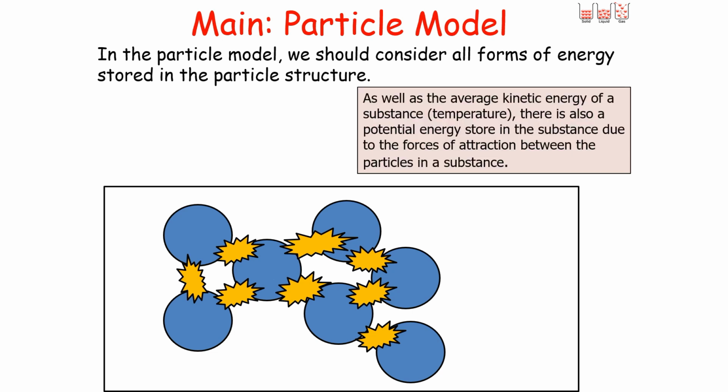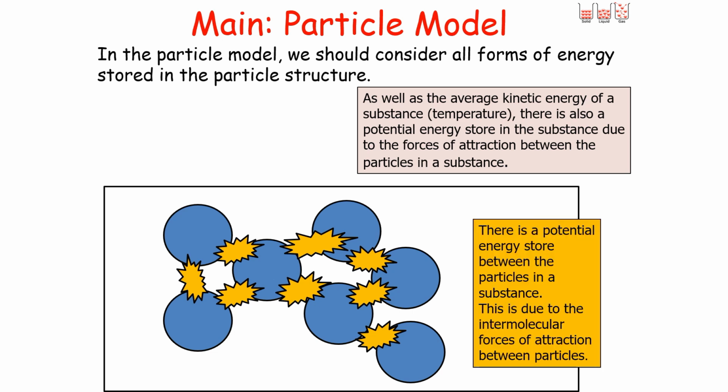So in the particle model, we should consider all forms of energy stored in the particle structure. So you've got the average kinetic energy of a substance, which links to the temperature, and there's also the potential energy stored in the substance due to the forces of attraction between the particles in the substance. So there's a potential energy stored between the particles in any substance, which is due to the intermolecular forces of attraction between the particles and the chemical bonds.